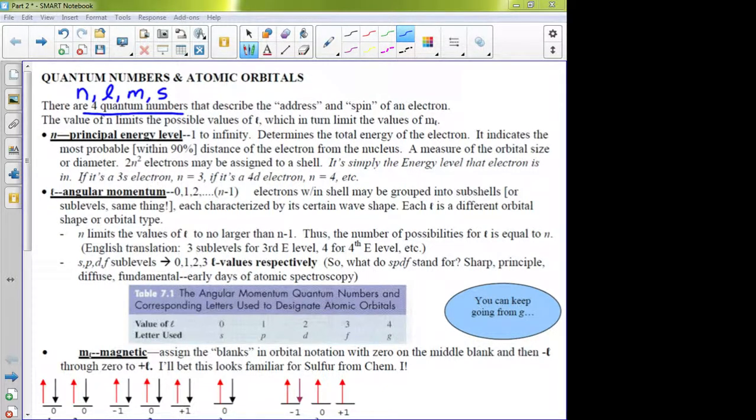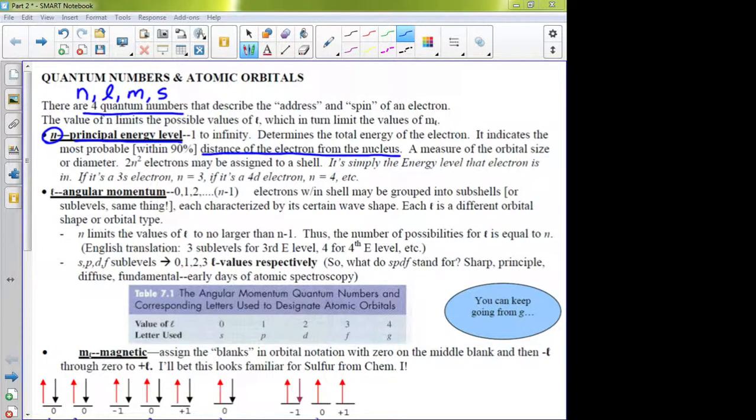I'll try to say page numbers, hopefully, so you don't get lost. So, we've got N, L, M, and S. N gives me the principal energy level, okay? What do I mean by that? The further away we get from the nucleus, we increase in energy levels. So, N also lets me know the distance the electron is from the nucleus.